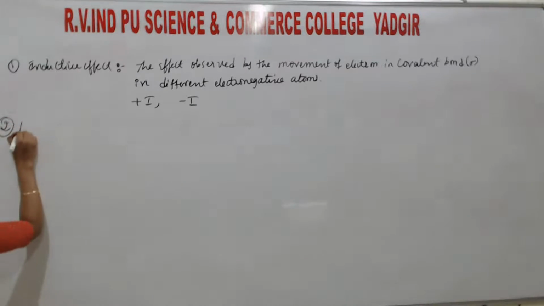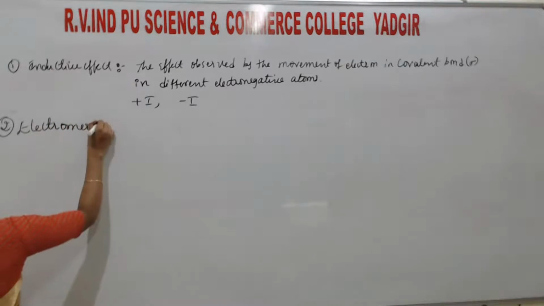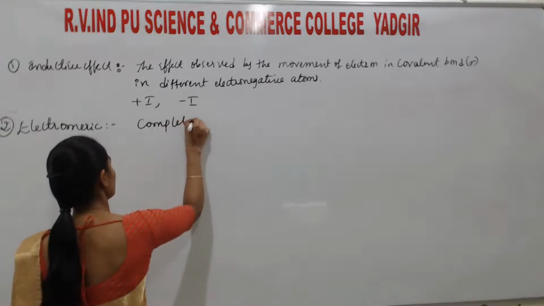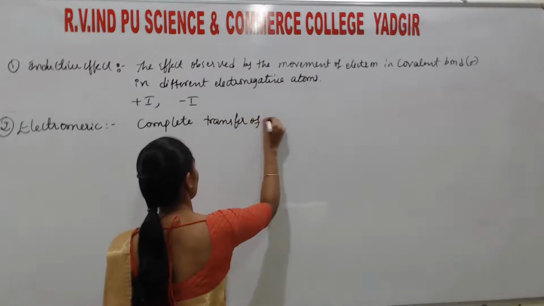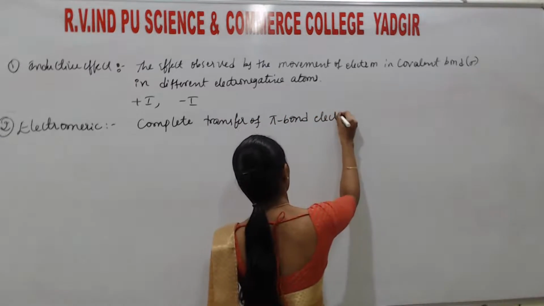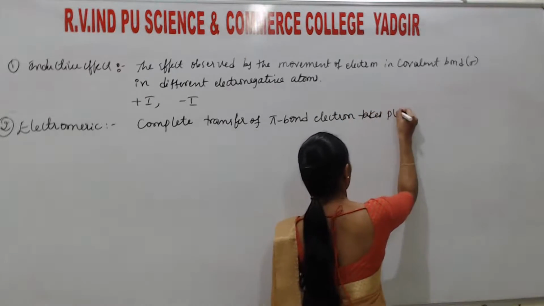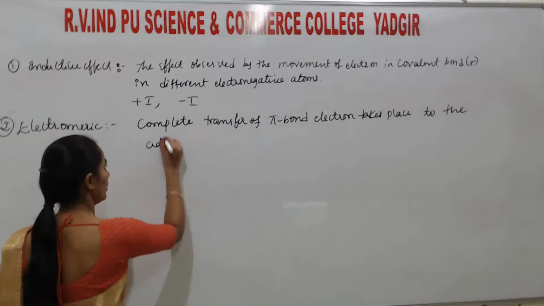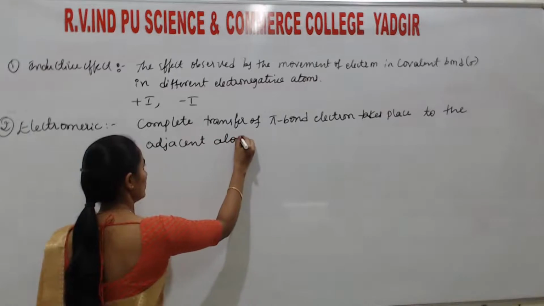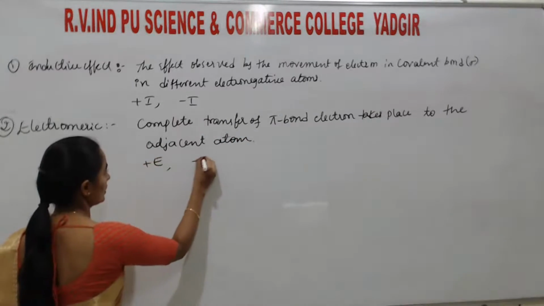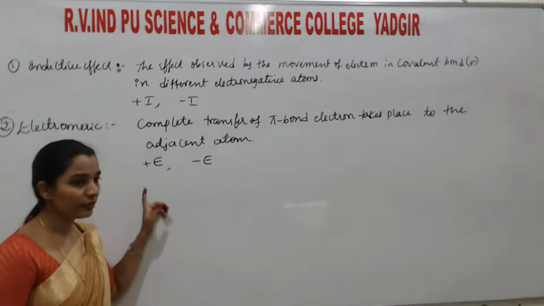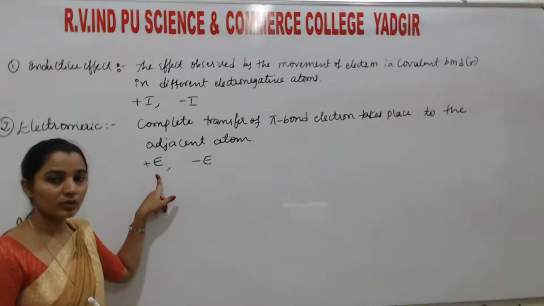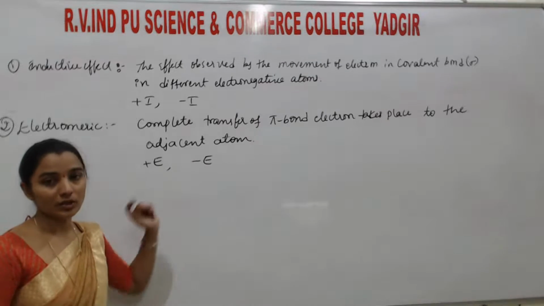Second, the electromeric effect. Here the electromeric effect is the complete transfer of pi bond electrons to the adjacent atom. Okay, here also two types are there: one is plus E, another one is minus E. So students, what is plus E? If the atom is bonded to the carbon to which the electron is transferred.